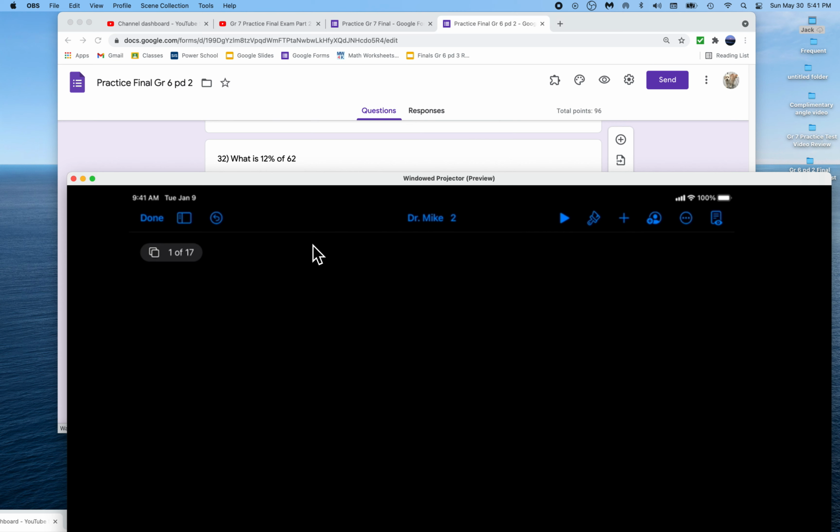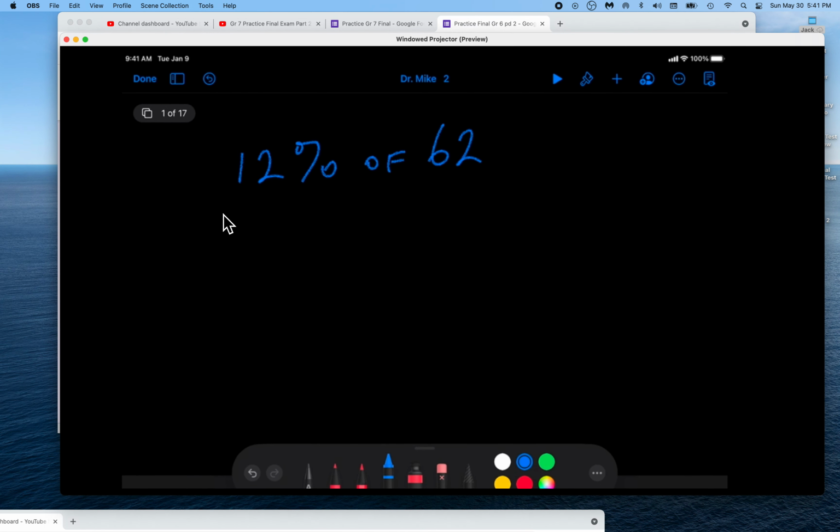You have to be good at this, have to be adept at taking percentages to excel in math. 12% of 62. I'm going to do it both ways, fraction and decimal. Here we go. Can't work with that percent sign. We're going to change it to 12 over 100. The "of" becomes a multiplication sign, and then you have 62. 62 over 1 makes things easier when you're looking at this fraction.